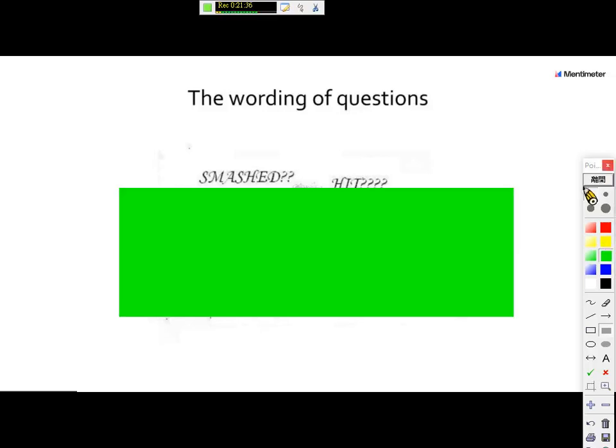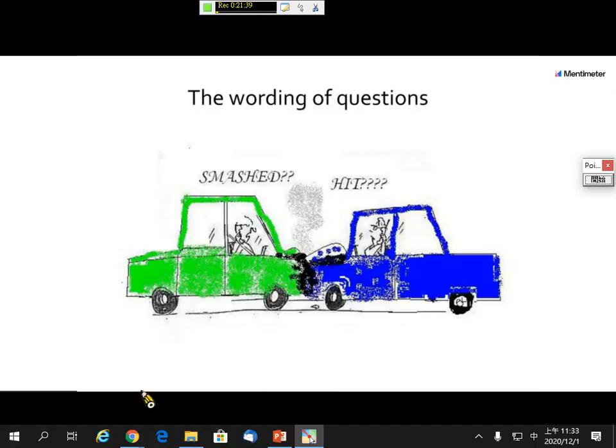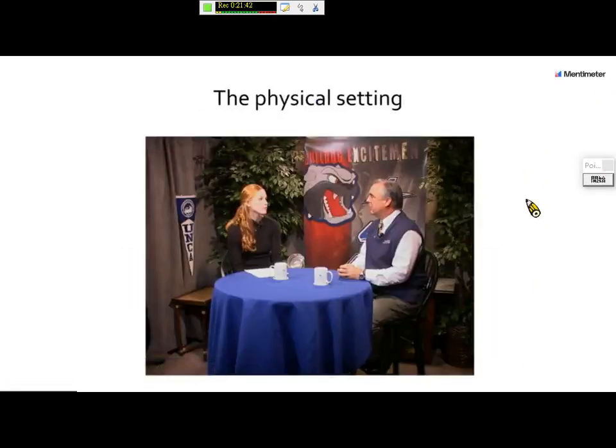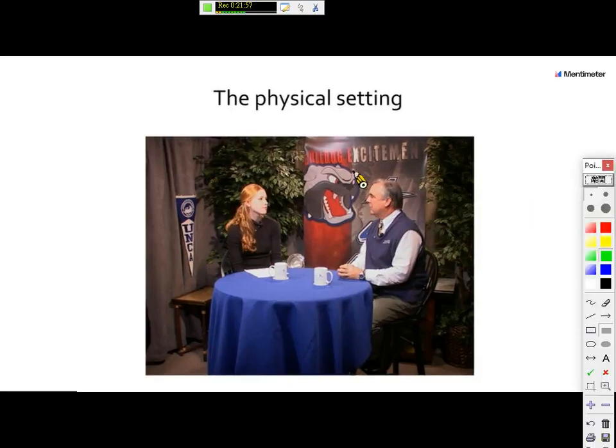Okay, so the wording of the question is one thing. And the other one, the physical setting. Look at this. This is very, very formal, right? I think that this should be in a studio, a student studio for broadcasting, taking video, right? So look here, the teacher is sitting so formally. There is a formal setting here, right? So imagine this. In this formal setting, what would be the dialogues between them? Should be very official, very sophisticated, right?